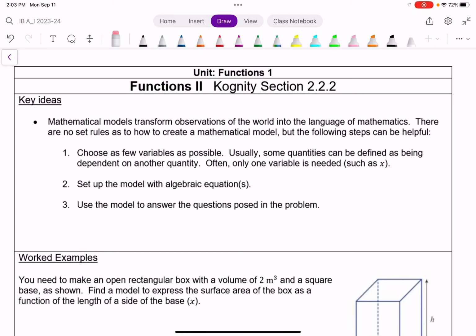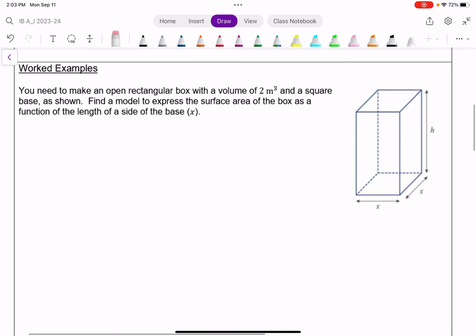So here we're continuing to work with functions. This time the focus is looking at creating mathematical models of functions, using some specific parameters in the question. And as it says here, there's no set rules we have to follow. It's more a matter of just looking at some examples. So let's look at some examples.